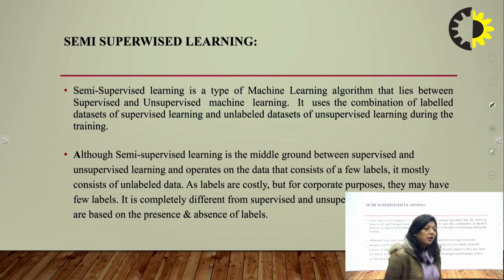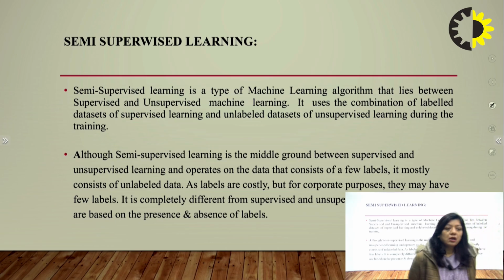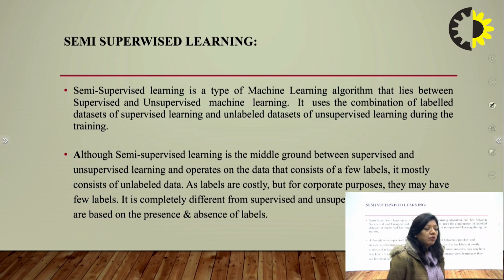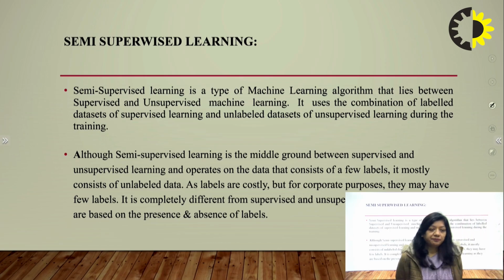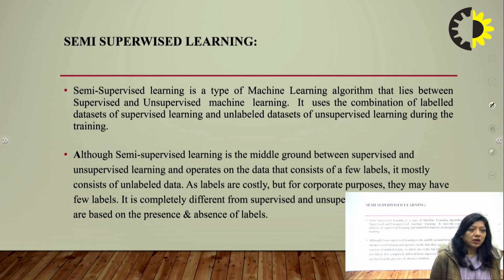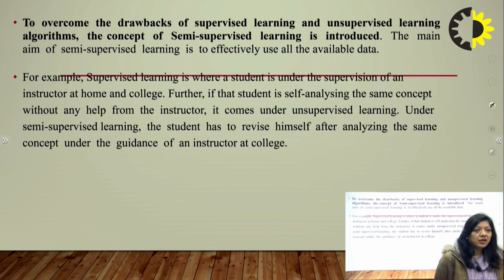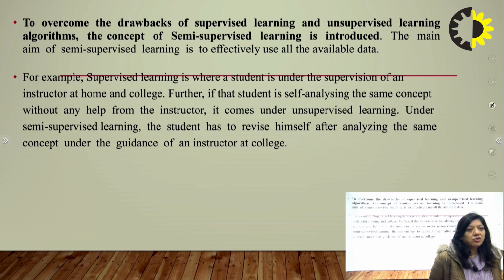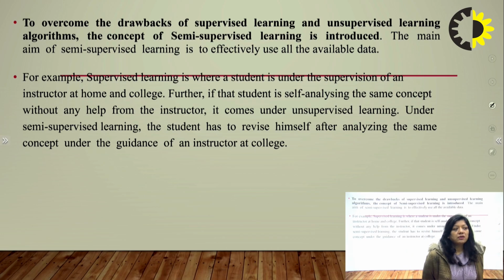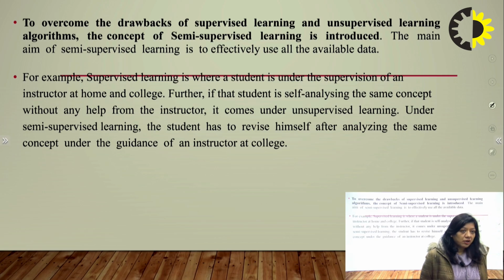So it mostly consists of unlabeled data as labels are costly, but for corporate purposes, they may have a few labels. It is completely different from supervised and unsupervised learning, as they are based on the presence and absence of labels. So, to overcome the drawbacks of supervised and unsupervised learning algorithms, the concept of semi-supervised learning was introduced. The main aim of semi-supervised learning is to effectively use all the available data.